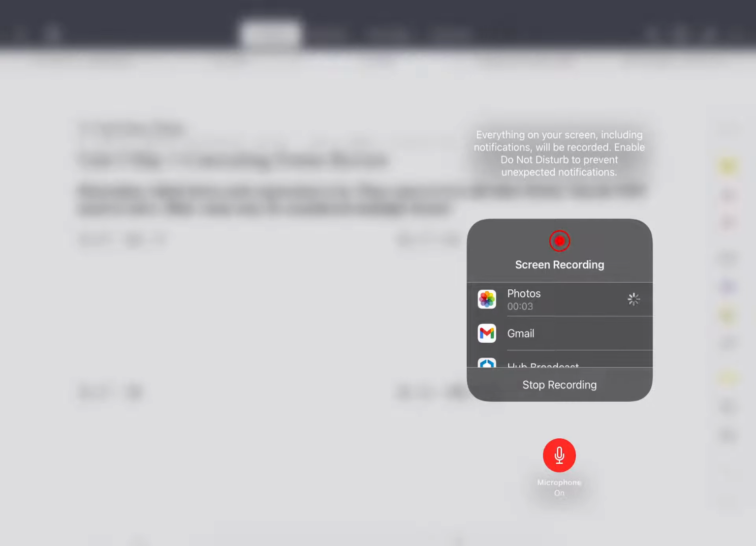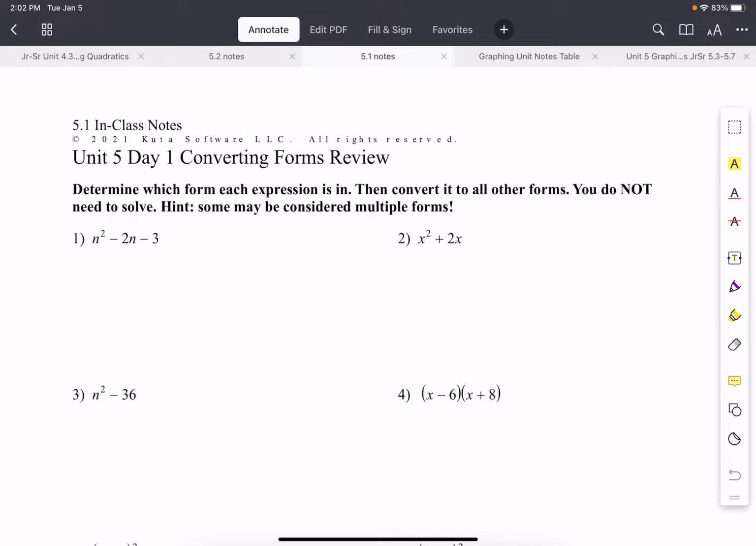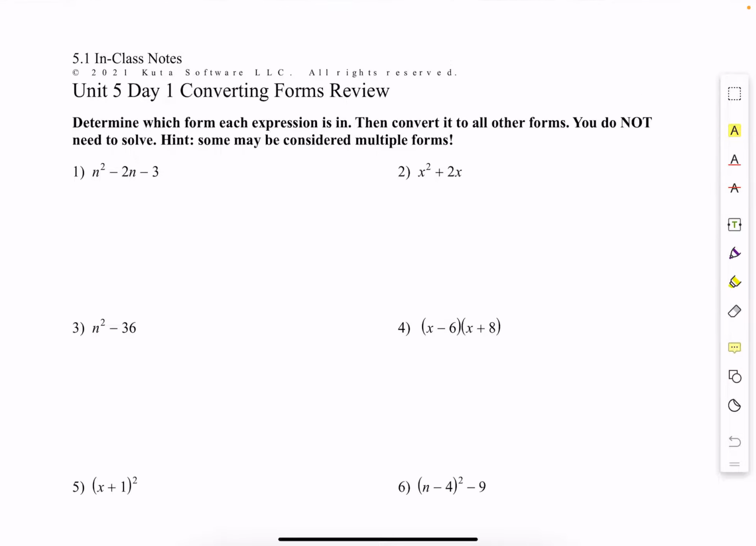Okay, so for 5.1, what we're going to do is just do some review of different things we've done with quadratic forms. We're not doing any solving for this first day of review. That means I don't need to set it equal to 0, and I don't need to find what n or what x is. I'm just going to review how to convert it from one form to one of our other forms. There's 3 forms of a quadratic equation.